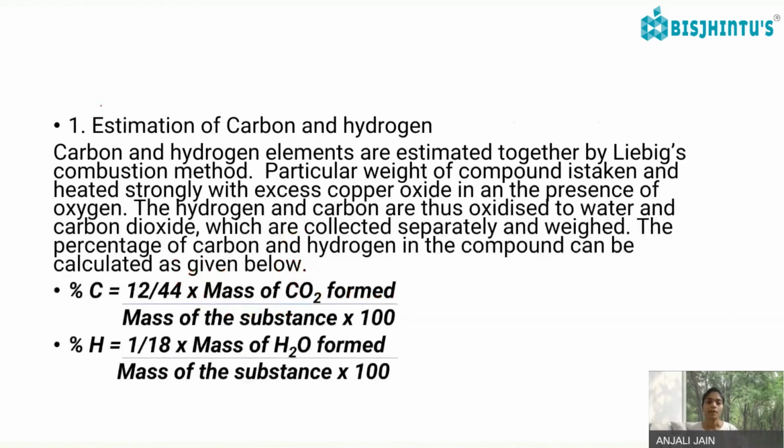Okay. So first of all, by this, we estimate the carbon and hydrogen which is present. It is very easy. We do this with the help of Liebig's combustion method. Carbon and hydrogen are estimated together by Liebig's combustion method. A particular weight of the compound is taken and heated strongly with excess copper oxide. If I am taking any compound X and it is reacting with copper oxide in the presence of oxygen, the hydrogen and carbon are oxidized to water and carbon dioxide. Water and carbon dioxide, this is what we call combustion.